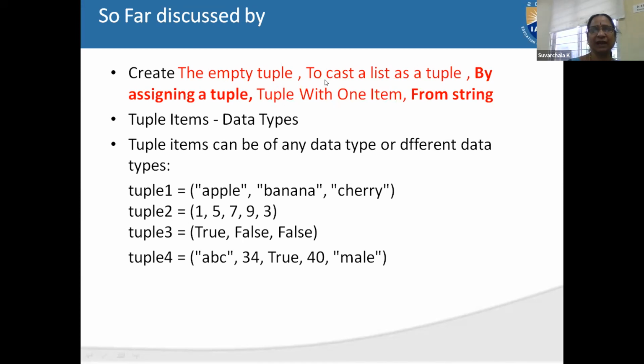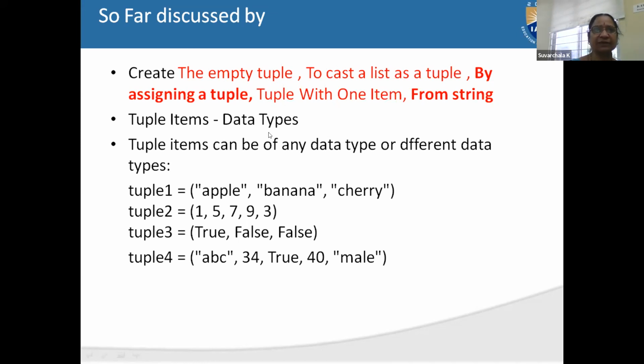We already discussed various methodologies to create a tuple. One is assigning values to the tuple directly. Second, we can create a list and convert that list into a tuple. An empty tuple can also be assigned. We also discussed the tuple with one item, a small note we must always remember: after the single item, a comma must be introduced. Otherwise, it will be considered as the data type itself. And how to create a tuple from a string we also discussed.